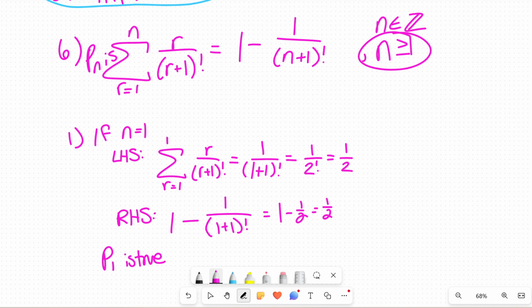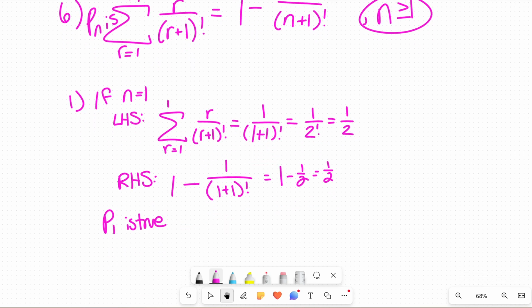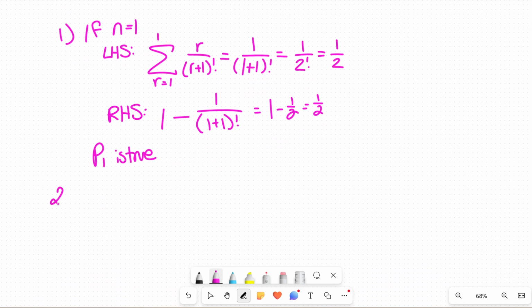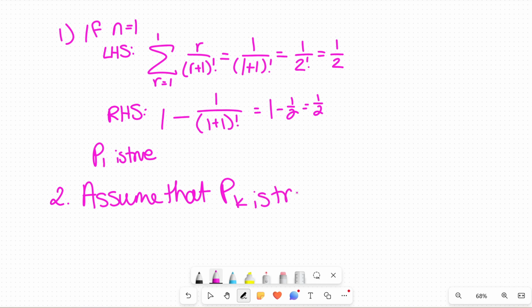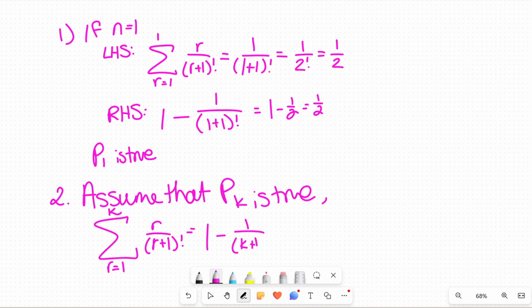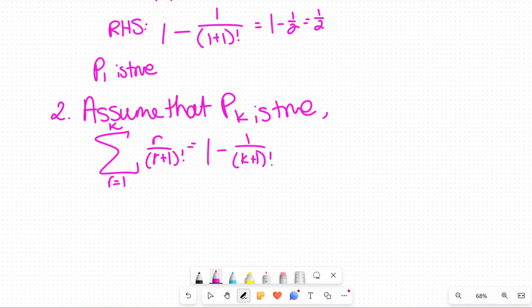Remember, if this is false, your proof stops here. You do not need to keep going. But if your base case is true, you can move on to step 2. For step 2, we are going to assume that P of k is true. So this tells us that this is true. And all I'm doing is rewriting P of n, but with k. That's all I'm doing. That's it. So I assume that this is true.